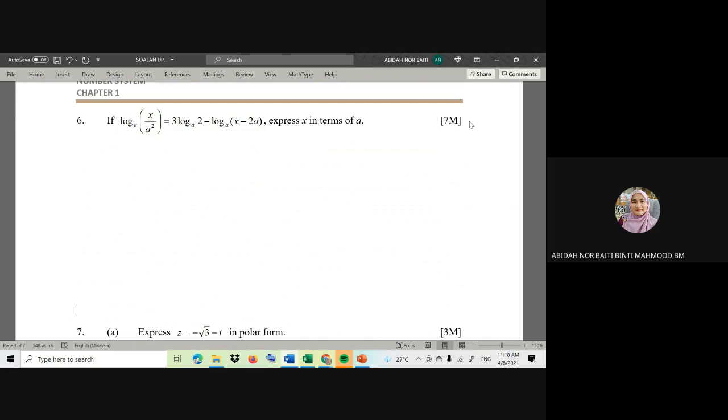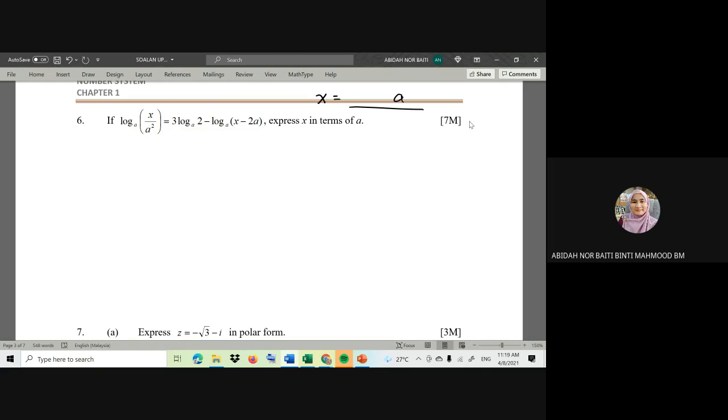Apa maksud dia express X in terms of A? Maksud dia jadikan X as your subject matter. X equal to ada A lah kat sini. Okay, X as a subject. Okay, so mula-mula buat apa dulu?